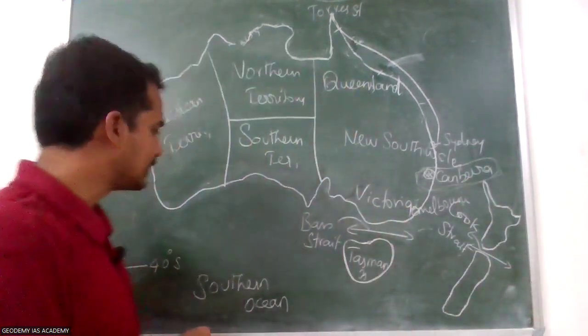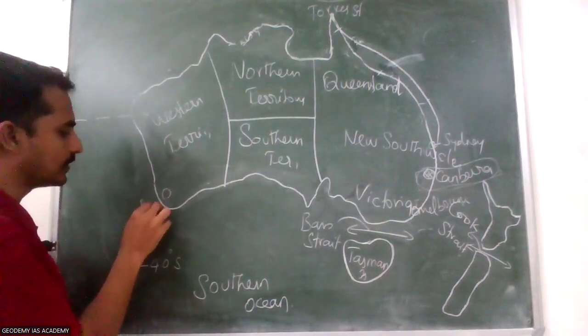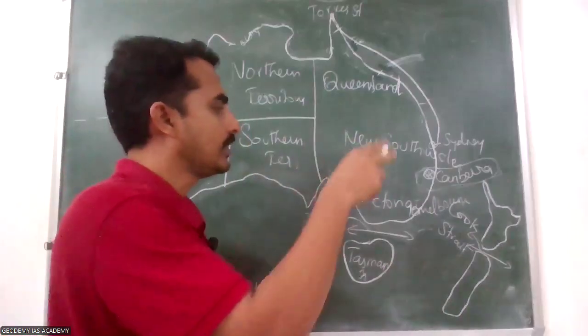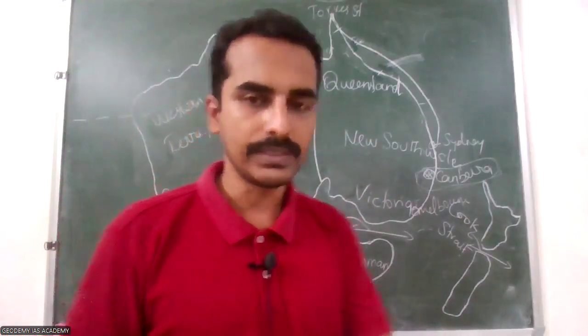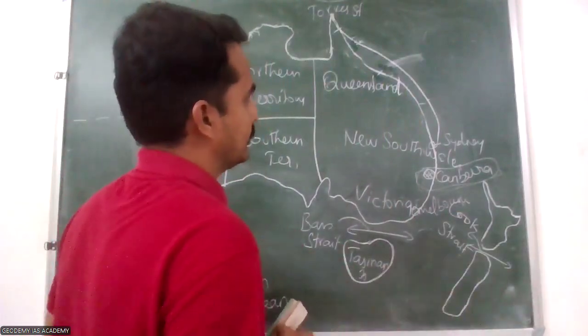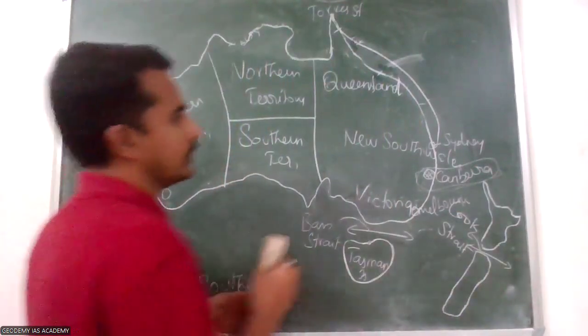Okay. And Perth city is located in the southwestern part. Okay, so these are the major cities in Australia. Most of the cricket matches are held in these places. Okay, and it is New Zealand. Okay, done.